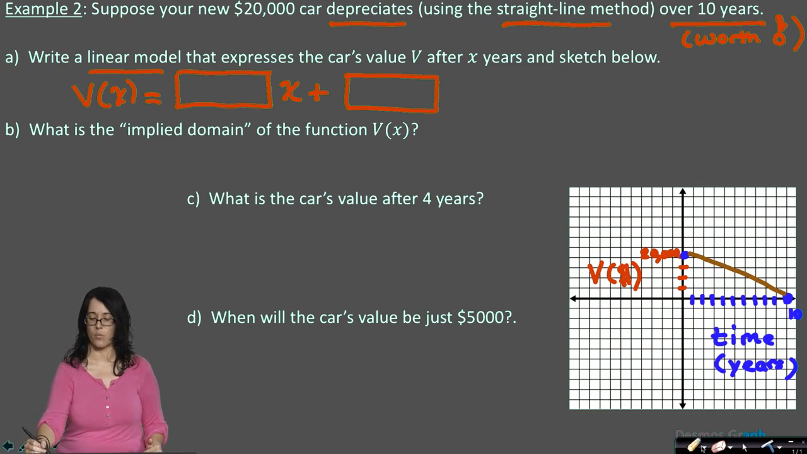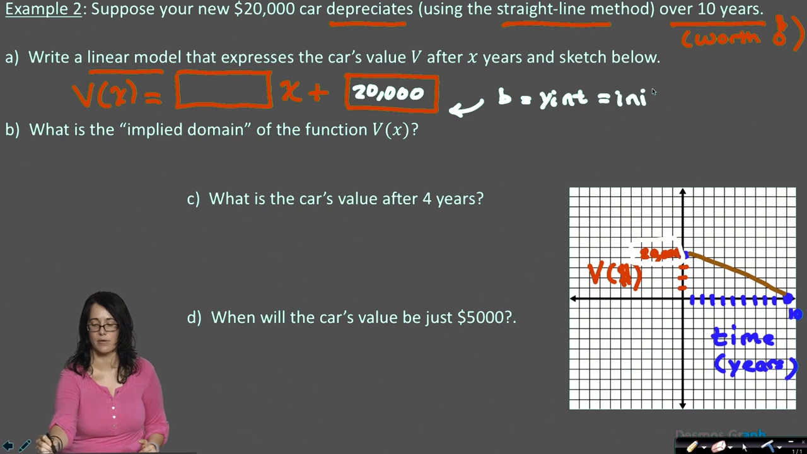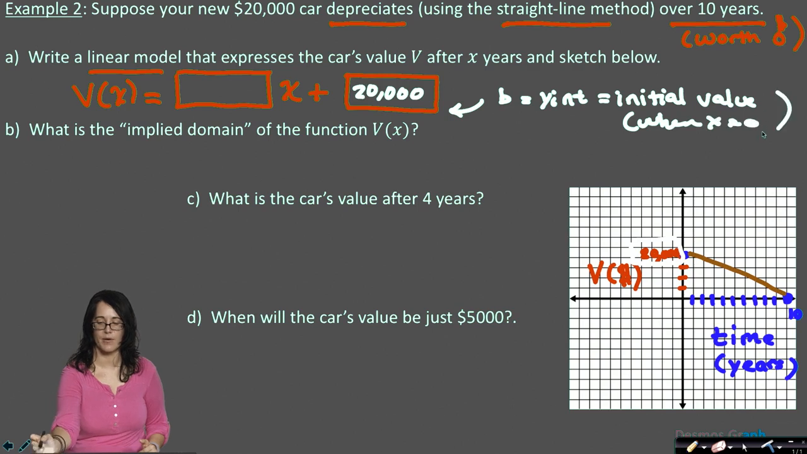Well, the easiest is the y-intercept in this situation, because in fact, the y-intercept is the initial value, and we can see that on our graph right there, right? 20,000 is where we begin. So that would be our y-intercept. So our y-intercept b is always our initial value when your x is 0. That's why it's your initial, right? When x is 0. Okay, so we have that part of the model.